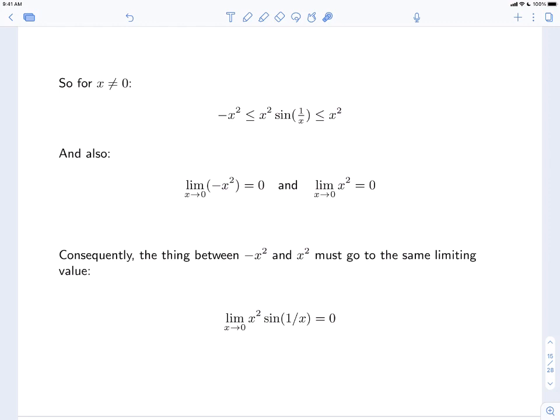Now what do we know? We know that as x goes to 0, negative x squared goes to 0, and positive x squared also goes to 0. So that means that this term right here goes to 0, but also this one goes to 0. Well, what does that tell us about the quantity in the middle? If this quantity in the middle is between two things that go to 0, then the thing in the middle has to go to 0 as well.